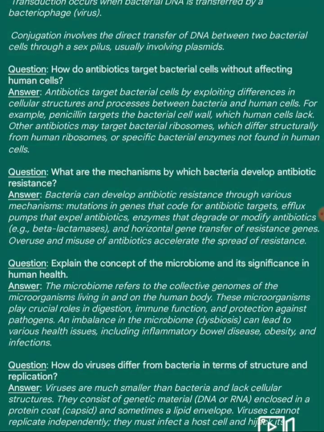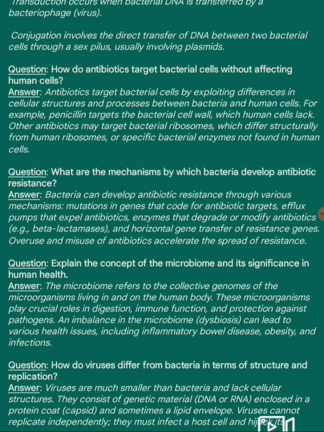Next question. How do antibiotics target bacterial cells without affecting human cells? Answer. Antibiotics target bacterial cells by exploiting differences in cellular structures and processes between bacteria and human cells. For example, penicillin targets the bacterial cell wall, which human cells lack. Other antibiotics may target bacterial ribosomes, which differ structurally from human ribosomes, or specific bacterial enzymes not found in human cells.